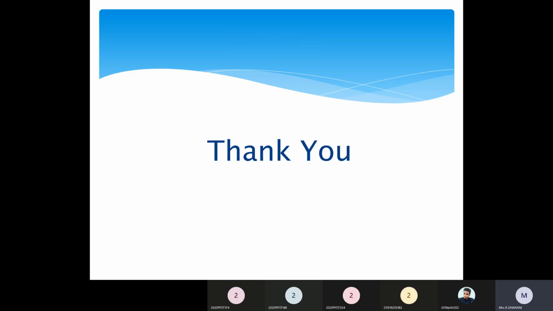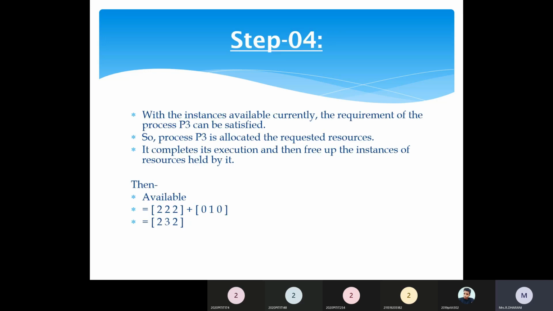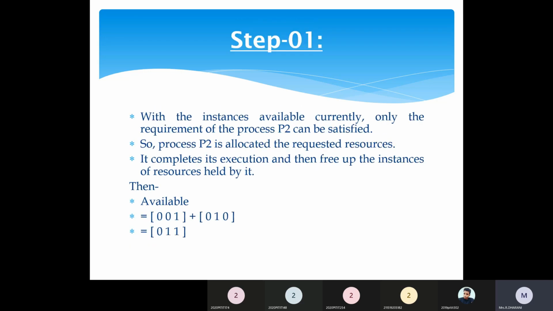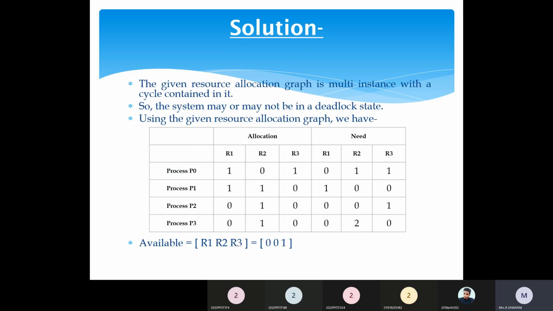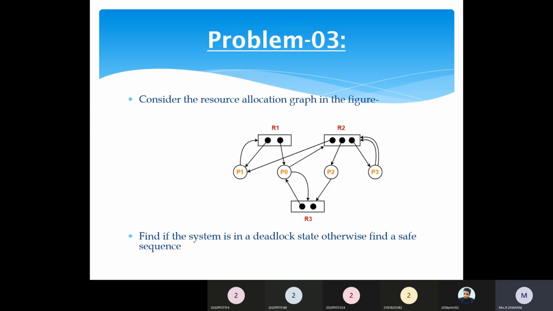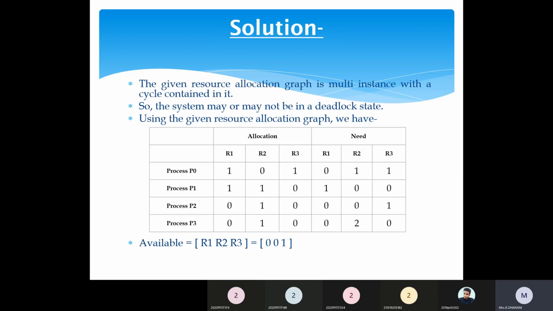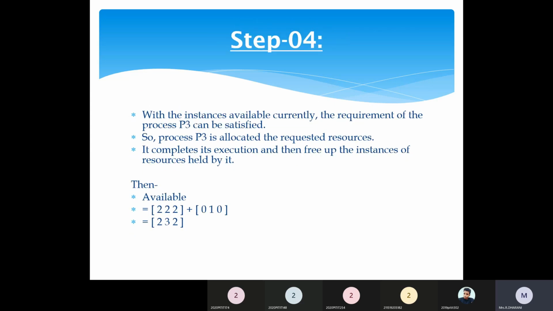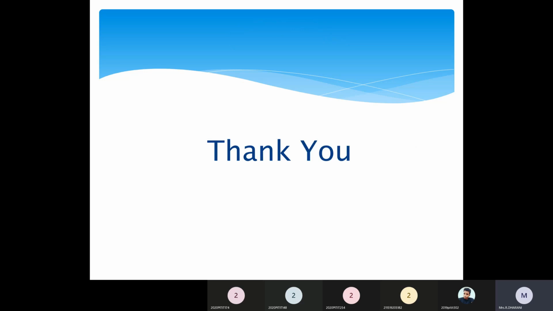So what is the safe sequence of execution of the processes here? P0, P1 and P3. Okay, so now we can conclude the system is in a safe state. So the deadlock topic, part 1, part 2 and the continuation in part 3, is over. Now we are moving into the next topic.